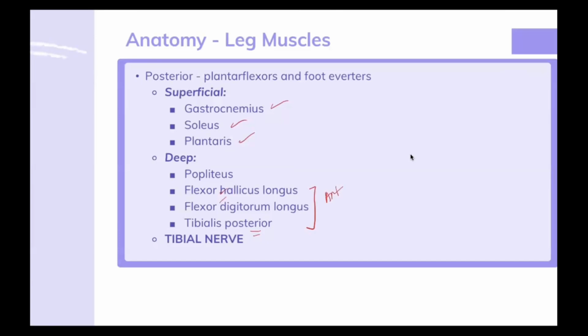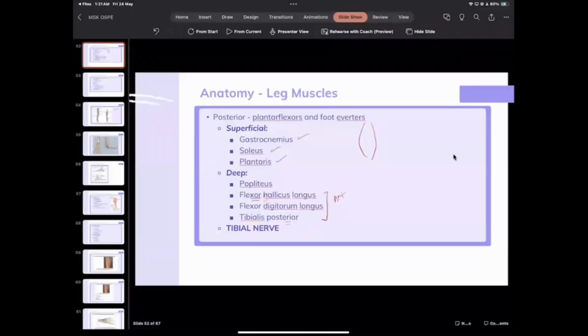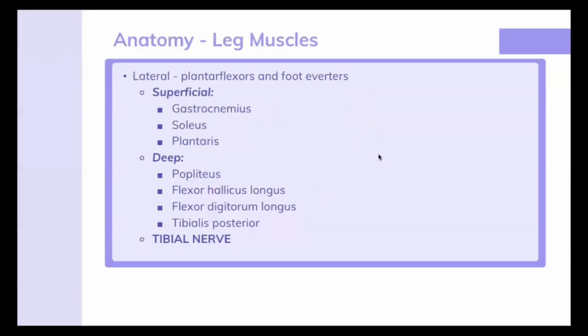But in case in your model, you see that the gastrocnemius two bellies are not visible, and you can't even see the soleus, which just looks like this. If you can't see these two, then you're probably much deeper, and so these are your muscles. Again, you'll be able to identify them from where the tendon is going. So flexor hallucis longus is going to the big toe, and flexor digitorum longus is going to the other toes.